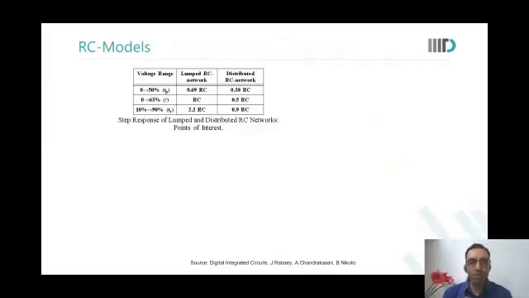What are these RC models? The step response. What is the difference between the step response of a lumped model and a distributed RC network? For example, if you look at propagation delay from 0 to 50%, a lumped network would use a delay of 0.69 RC, whereas in a real RC network, the delay would be only 0.38 RC. And the 10% to 90% delay would be much larger, much more pessimistic for a lumped network than for a distributed network.